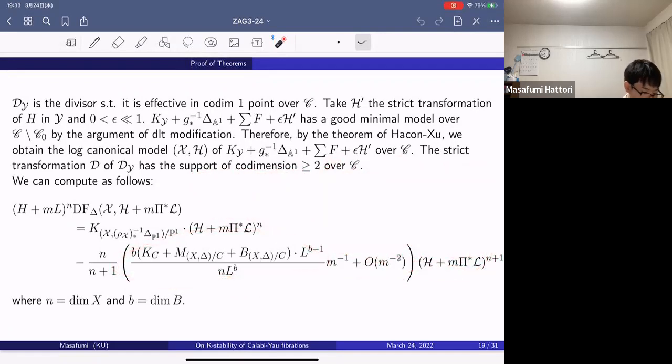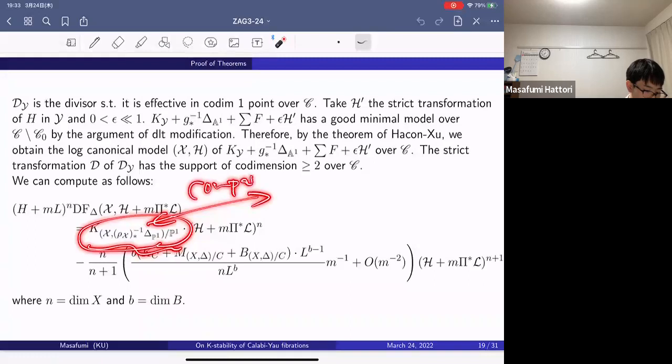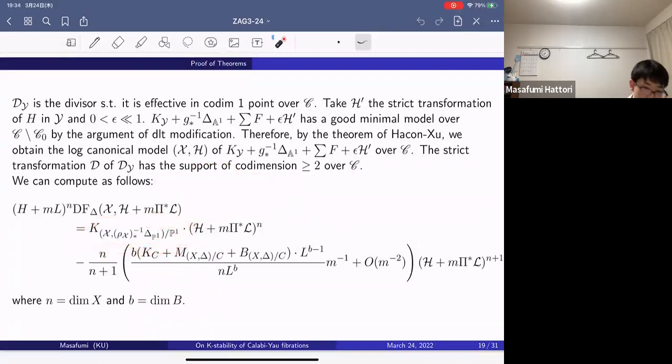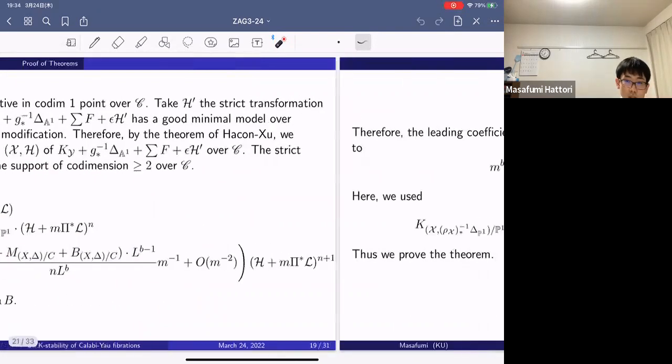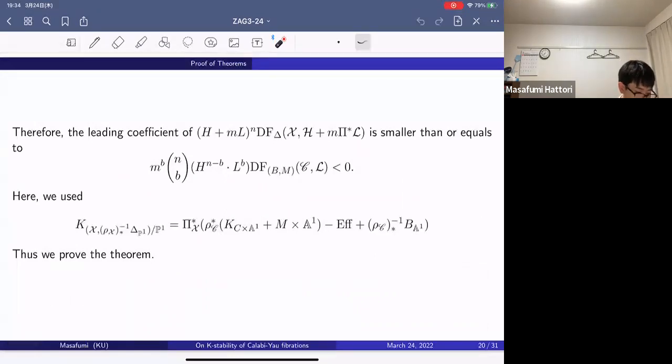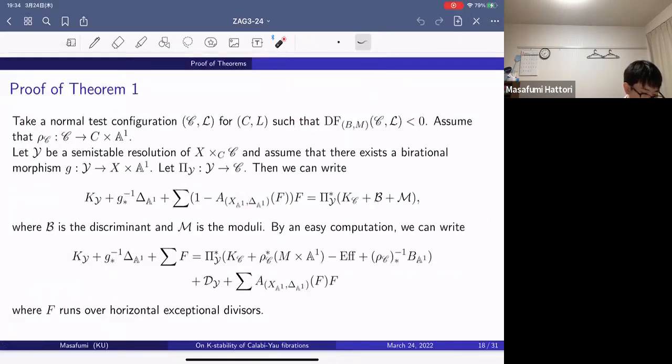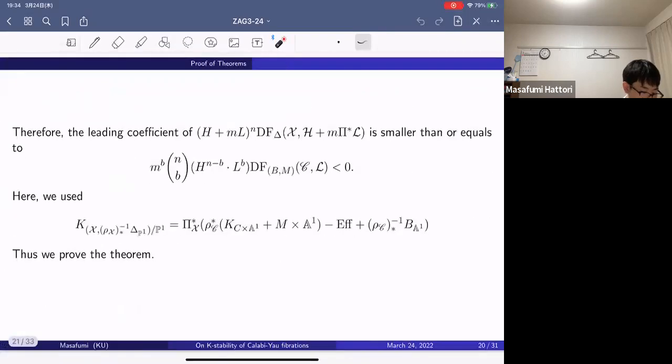So we need to compare K carry X, we want to compare Kc plus rho push M plus rho inverse push B, where n is equal to the dimension of X and B is equal to the dimension of B. And by the formula, we can compute it as follows.